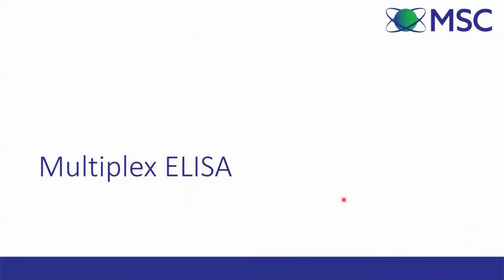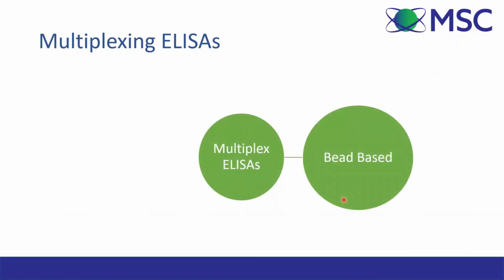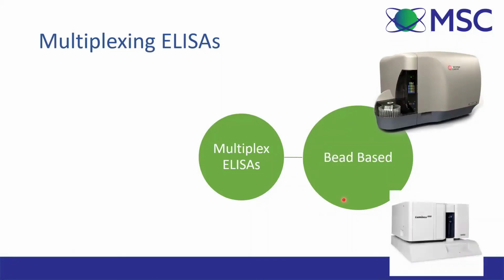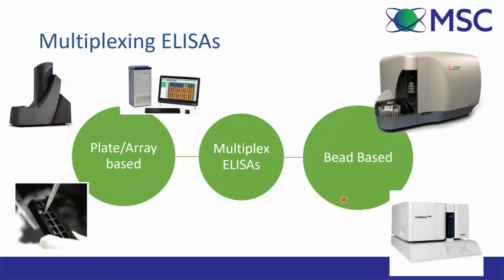So now I'm going to go into multiplex. As I said about multiplexing, these can really fall into two camps. The first camp is bead-based, for example using flow cytometry or Luminex. The other one is plate or array-based assays, for example MSD, Quantis, or Ray Biotech, as I discussed before.